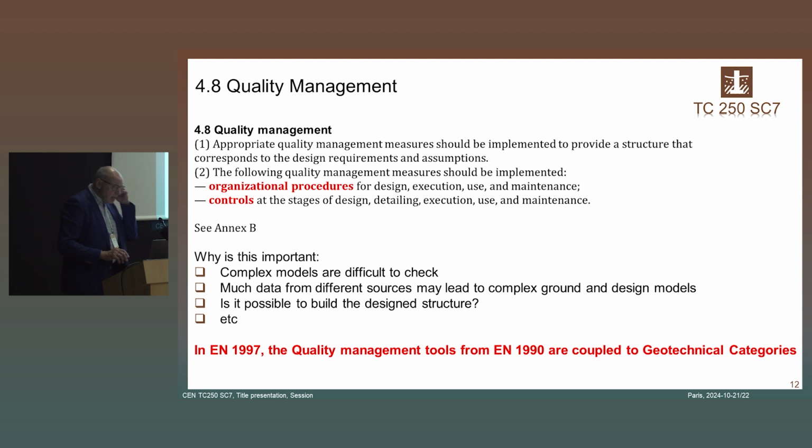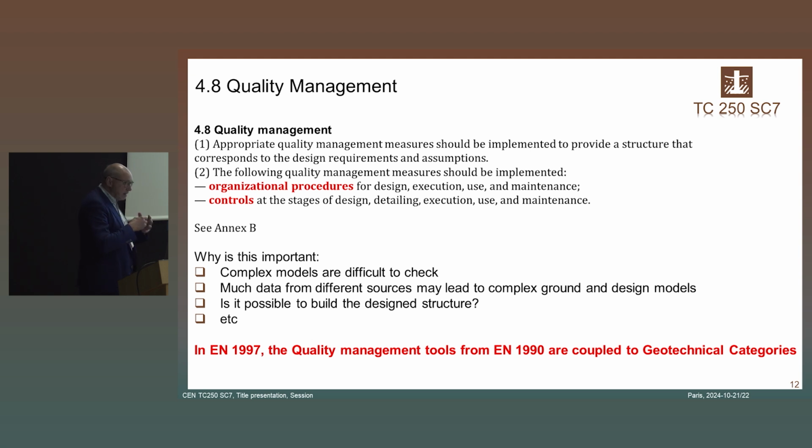Quality management. The idea of 4.8 is to have organizational procedures and controls to guarantee the structure corresponds to its requirements and assumptions. So it should be designed correctly and executed correctly, but then it should be controlled and the organization should be okay. So why is it important? I think because it is difficult. Our models are getting more and more complex, so I think it's difficult to check.